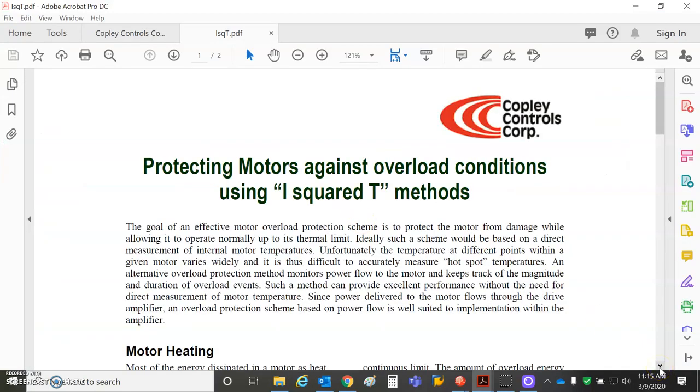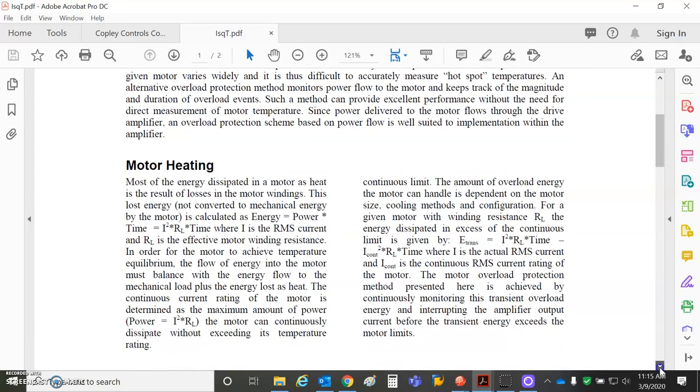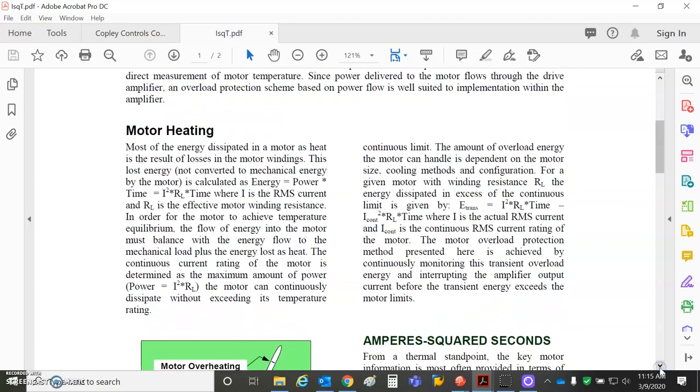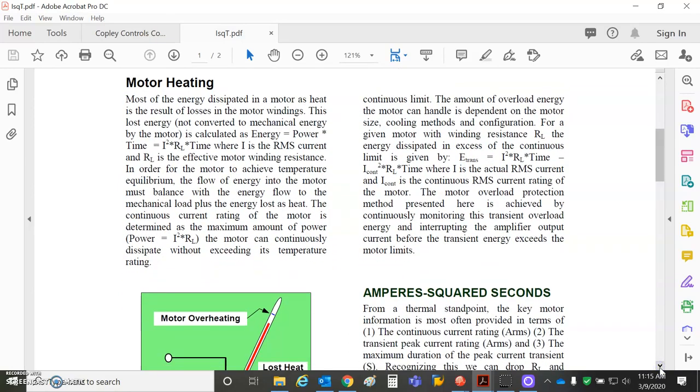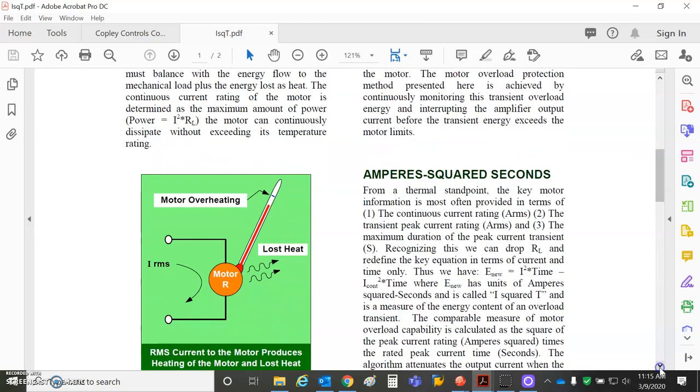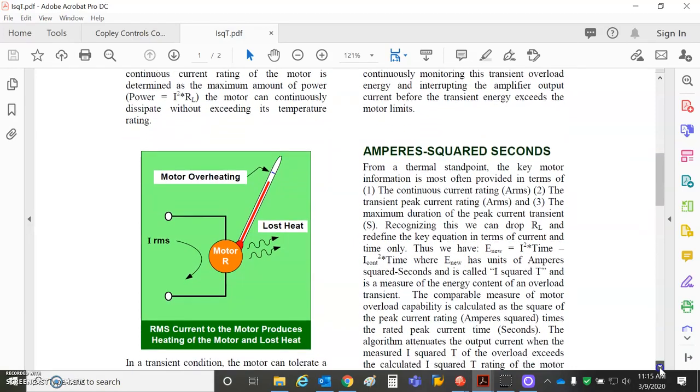And so this I squared T, the watts to the motor will produce heating. If we know the square of the current over a period of time, we multiply that by the winding resistance, we're going to get the effective heating of the motor. So this is a predictive modeling for determining the temperature of the motor. This I squared T limit is designed to protect the motor from overheating. Now, of course, we can hook up a thermal switch to be the ultimate shutdown if the coil gets too hot, but we can also protect the motor by setting the I squared T limits here. And this paper talks about how the I squared T is used to determine the heat of the motor.